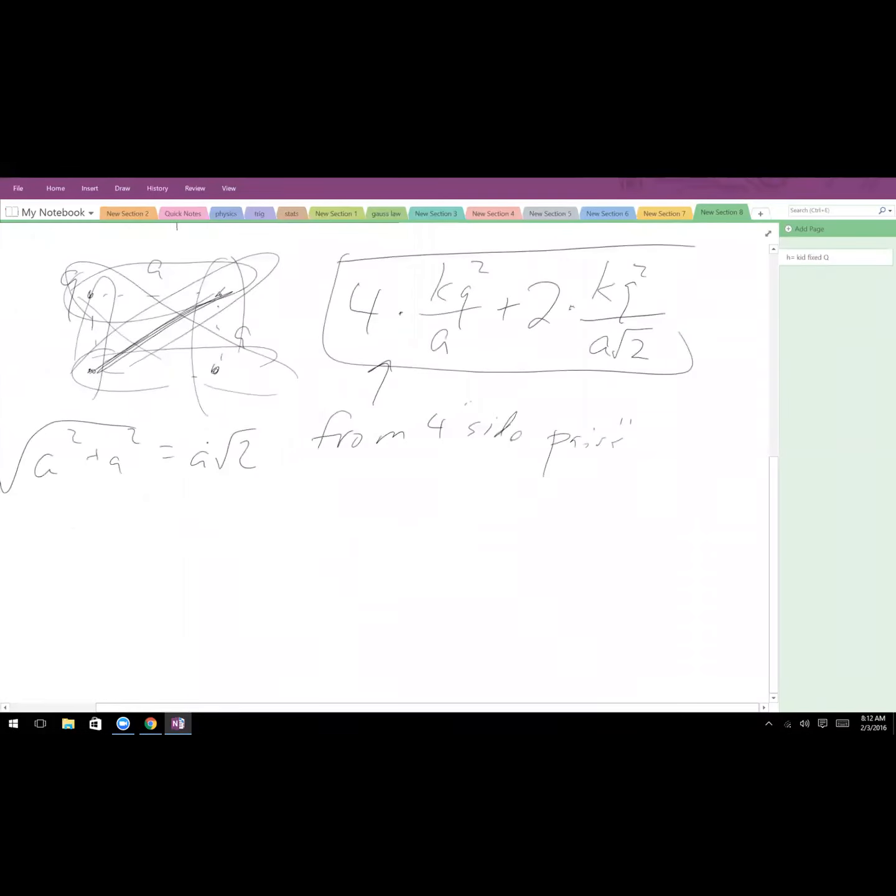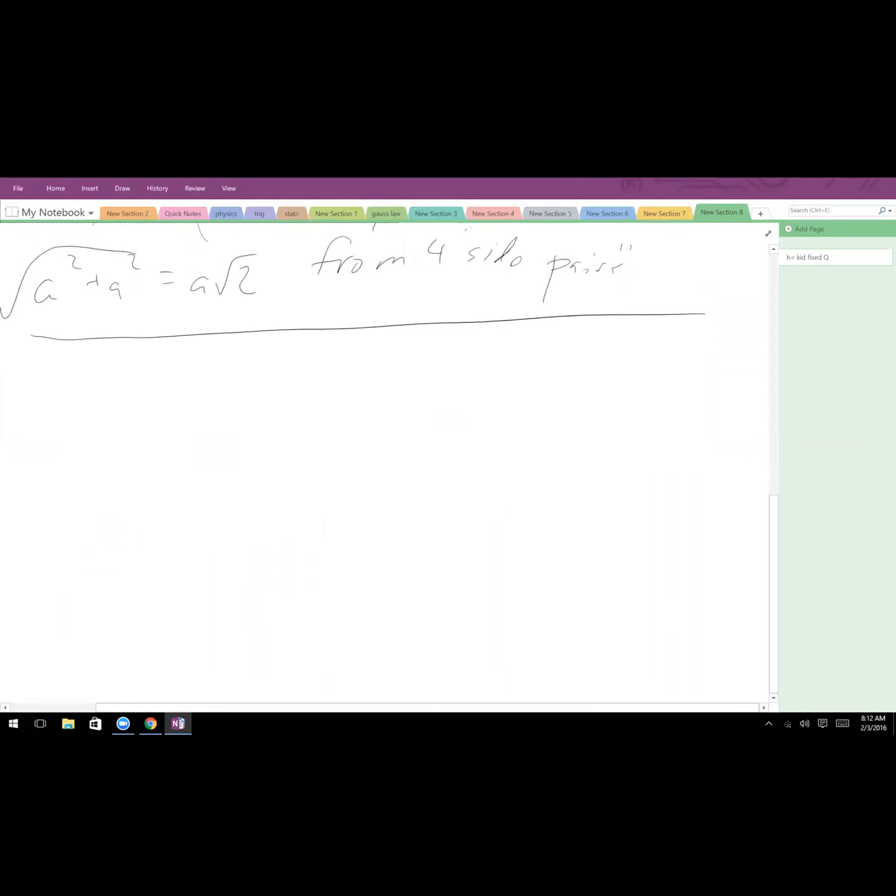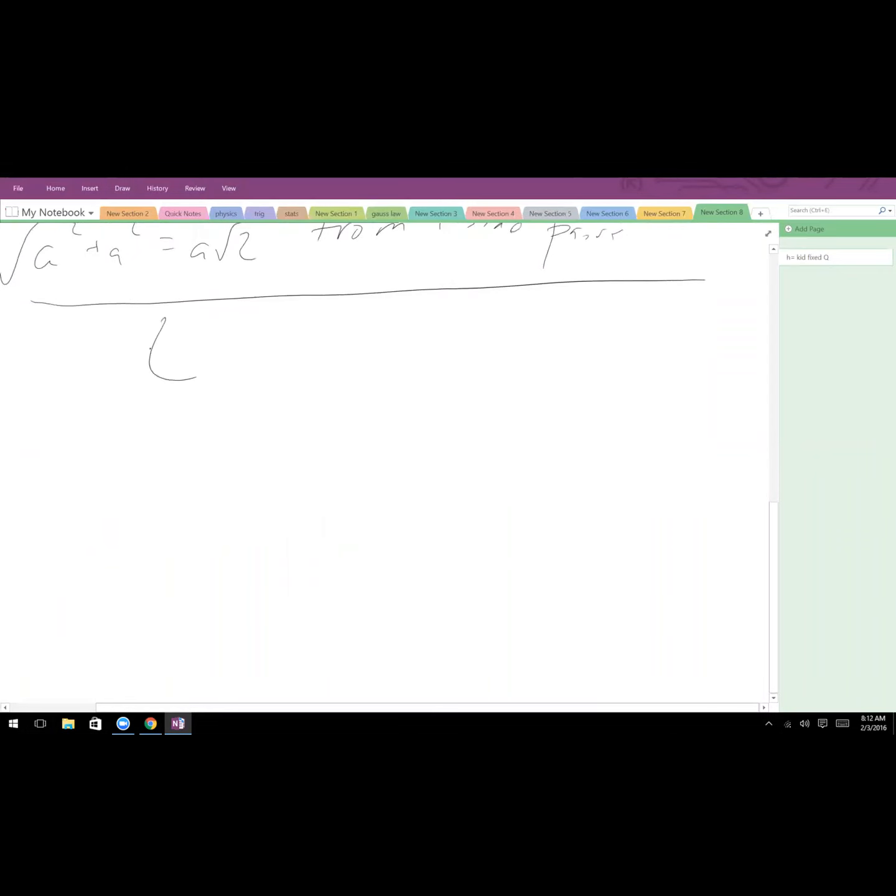So the big thing I want to talk about today is something called the electric potential, or most of the time people just forget the word electric and just say the potential.